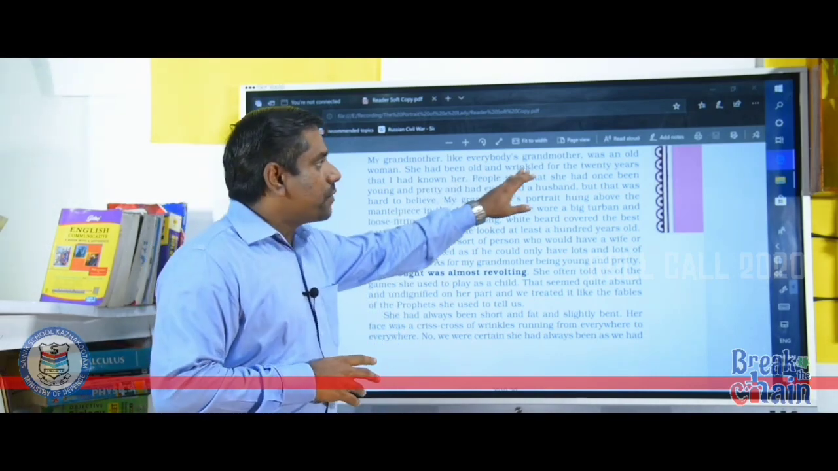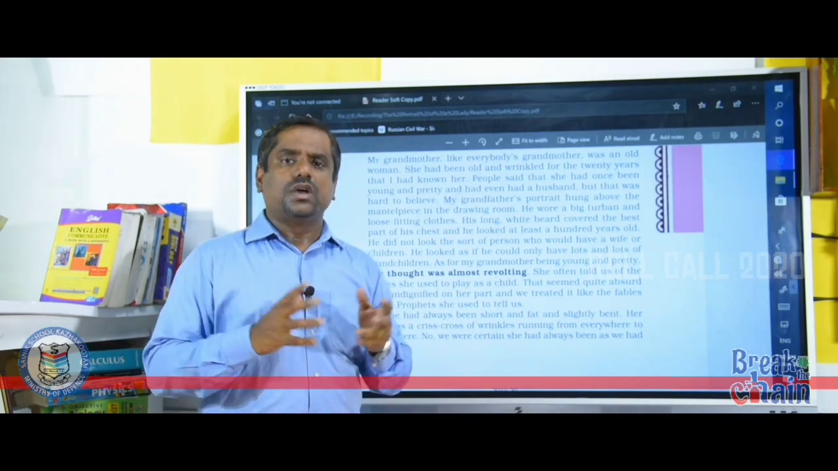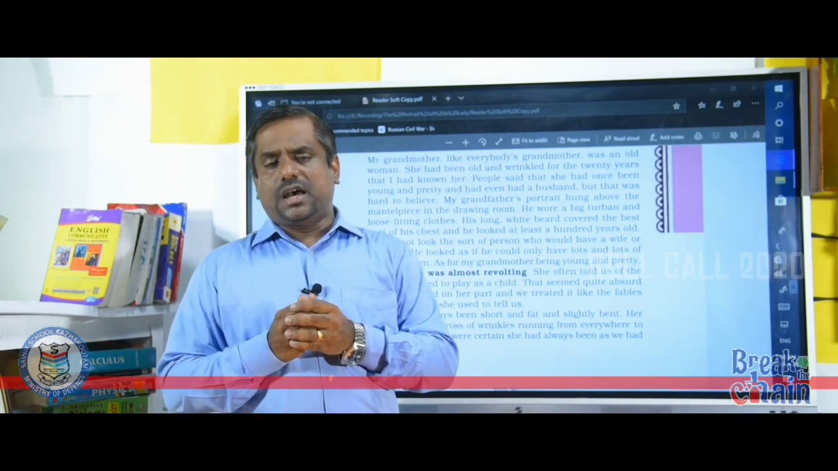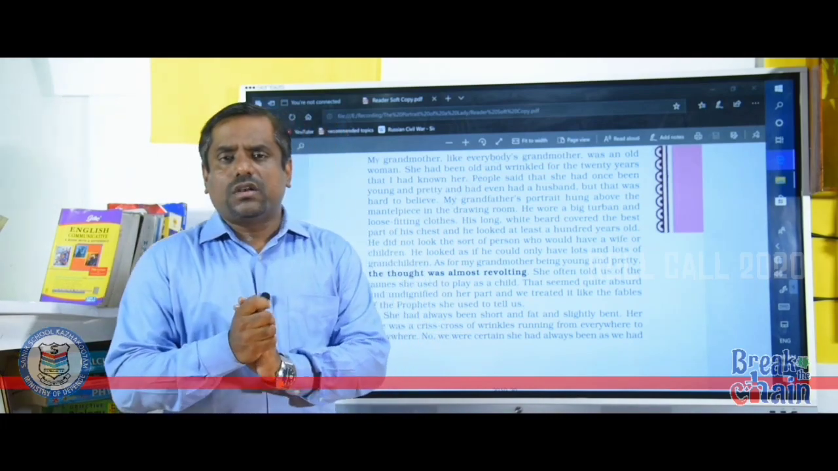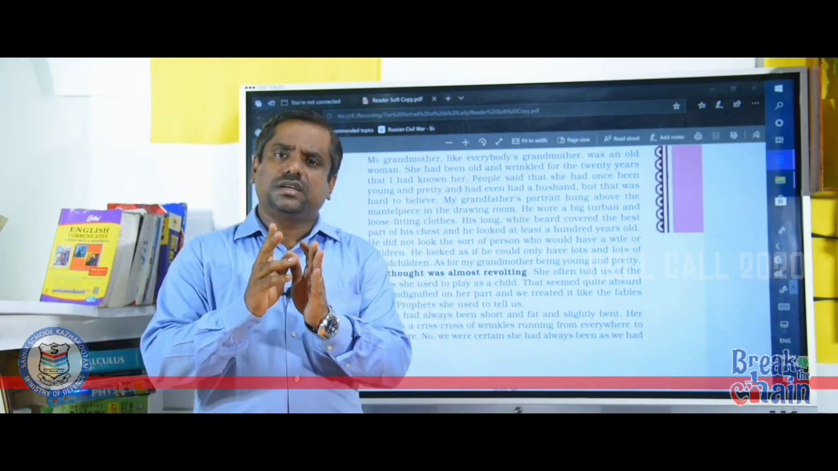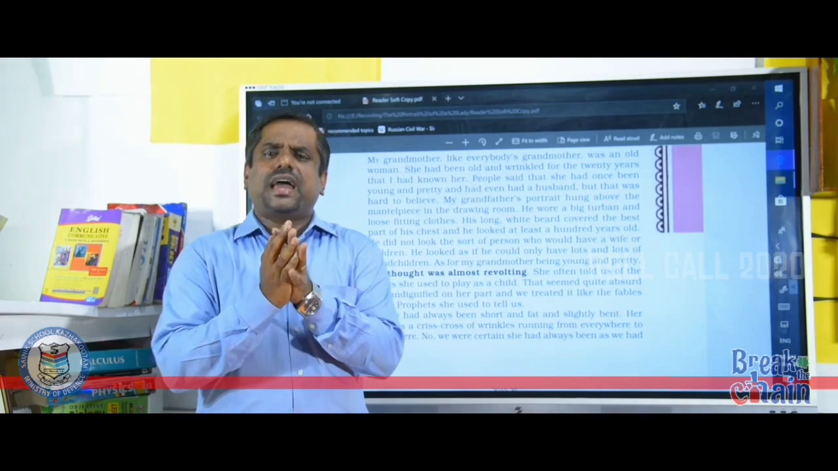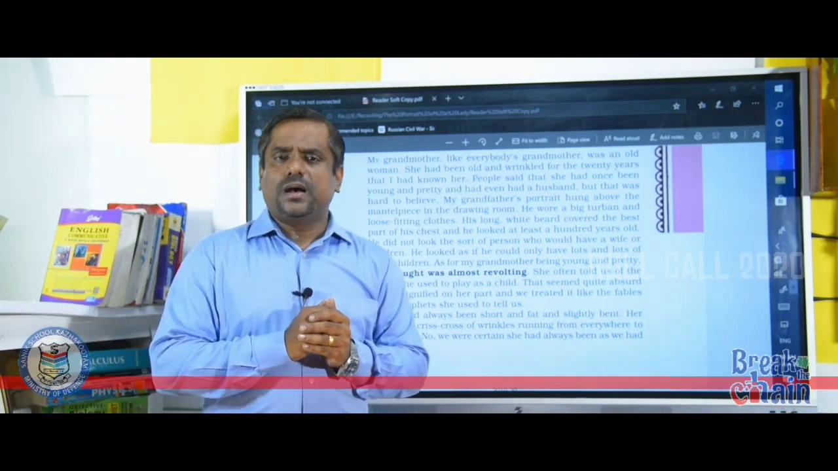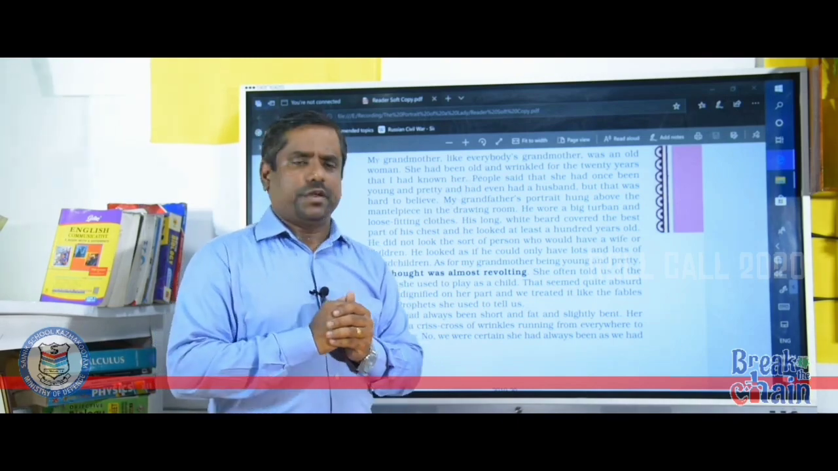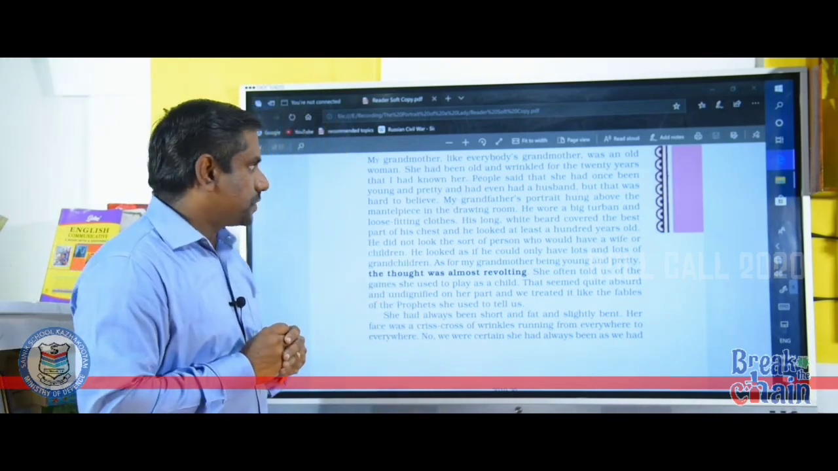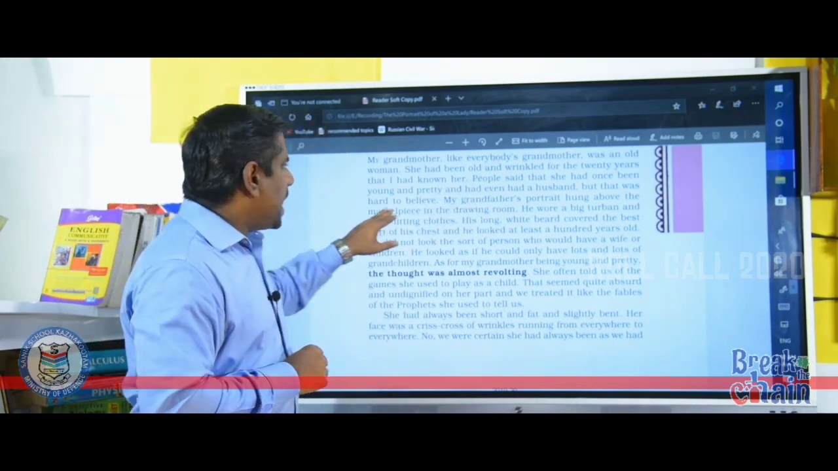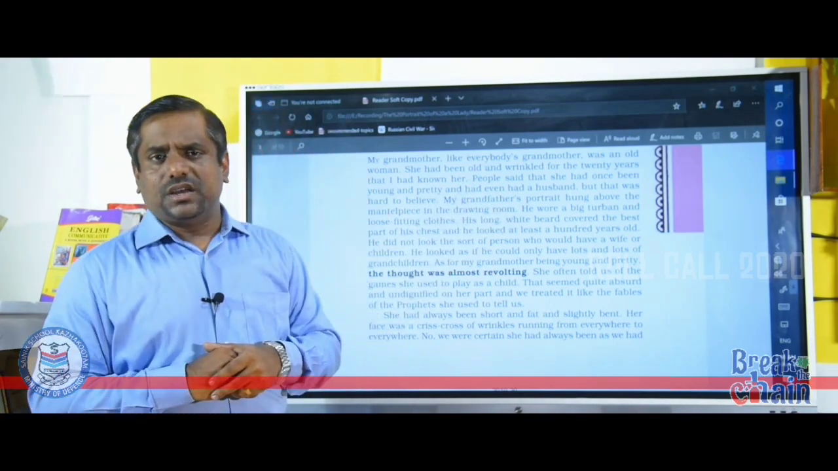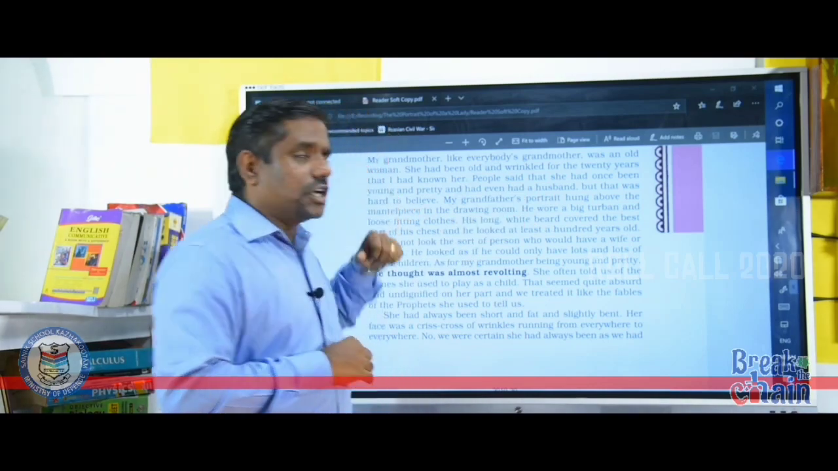So she had been old and wrinkled. As I told you, having wrinkles on the face is an attribute, a feature that we commonly see among grandparents or people who are so old. People said that she had once been young and pretty and had even had a husband, but that was hard to believe.